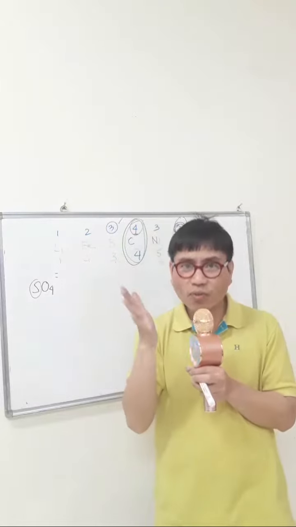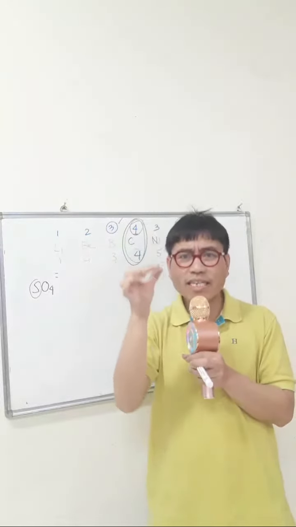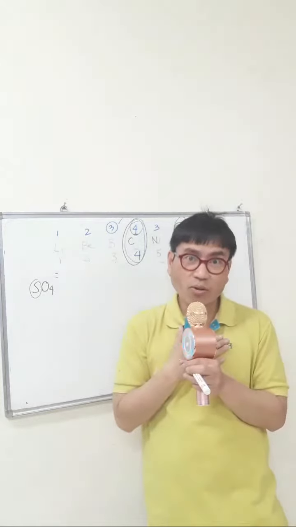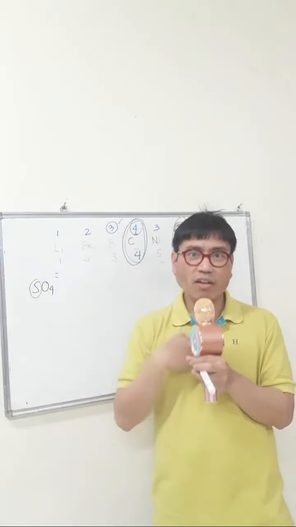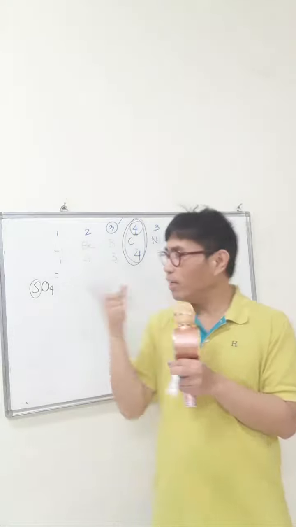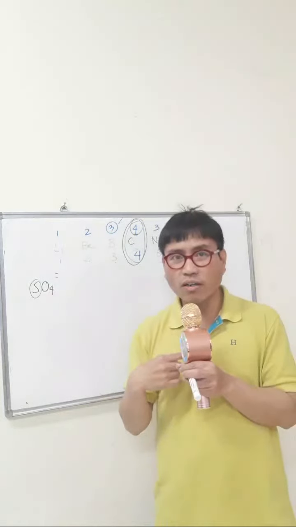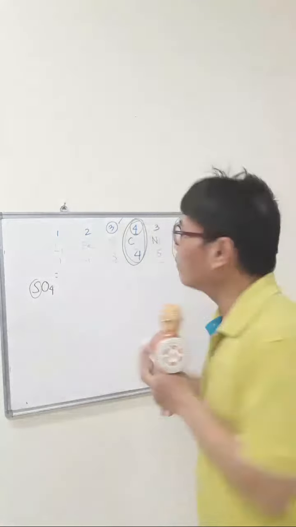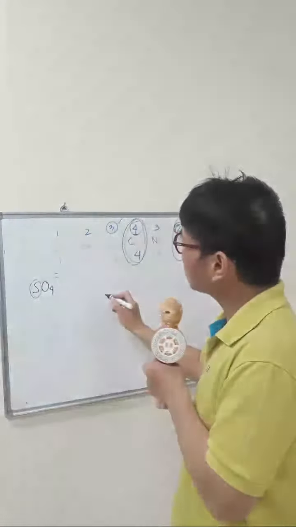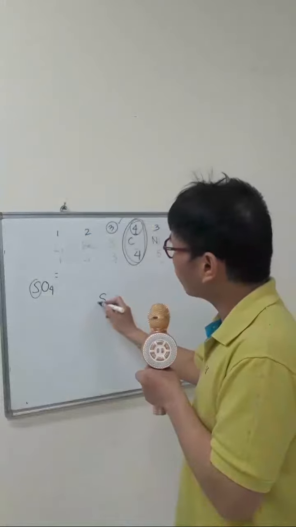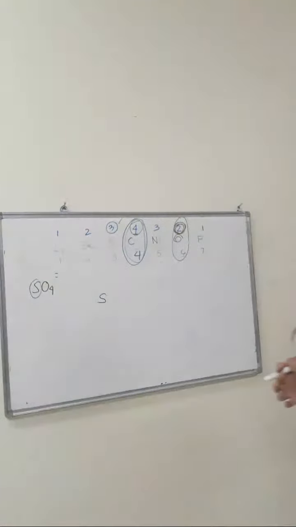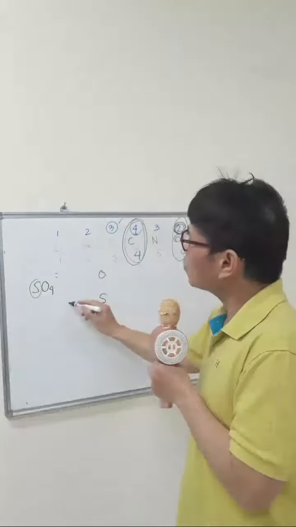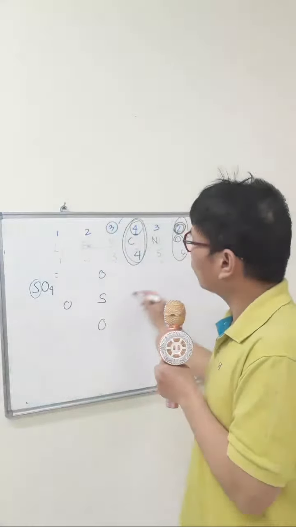Consider first the least atom in a compound. That would be your central atom. Central meaning center. You get the point? So in here, it's sulfur, because it has only one subscript, while oxygen has 4. So sulfur 1, one subscript. How many oxygen? 4. So 1, 2, 3, 4.